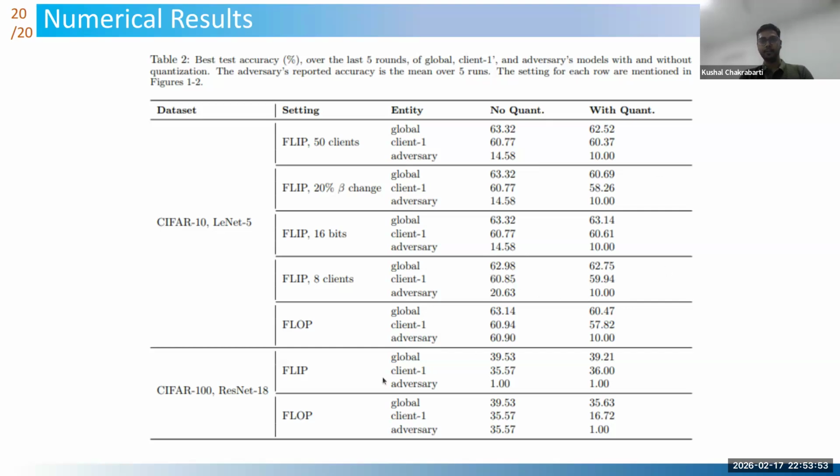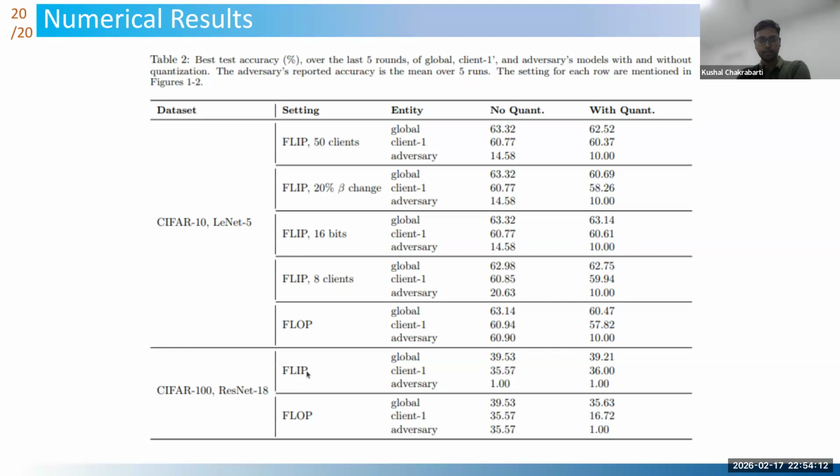On the other hand, if you do quantization, the adversary's FLOP accuracy drops from 60 to 10%. 10% because it is CIFAR-10. So a random model's test accuracy will also be 10%, and similarly for CIFAR-100. And regarding quantization, what is the amount of utility loss?